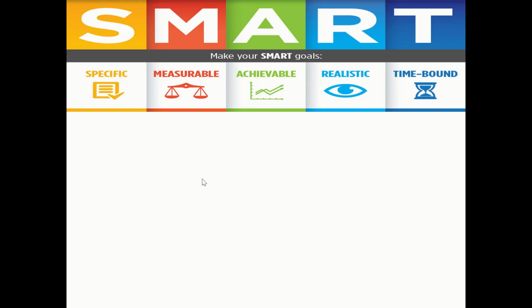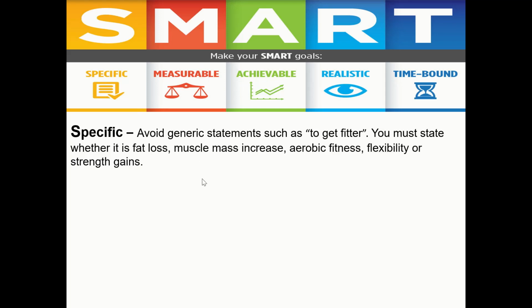So if we look first of all at the letter S, this means specific. What we need to try to do here is to avoid generic statements such as to get fitter, to get a six-pack, something like this. You must state whether it is fat loss, muscle mass increase, aerobic fitness, flexibility, or strength gains that you're looking to achieve through the goal with your client. Okay, now we are going to give much more detailed examples, also incorrect examples, but it's important to know that the goals that you set must be very specific towards a certain goal that your client wants to achieve.